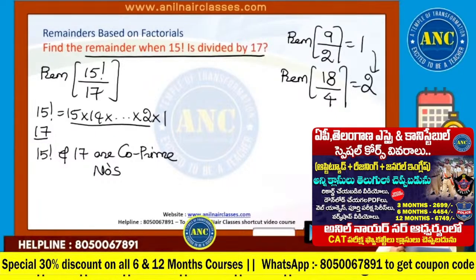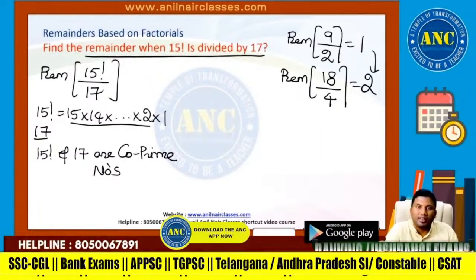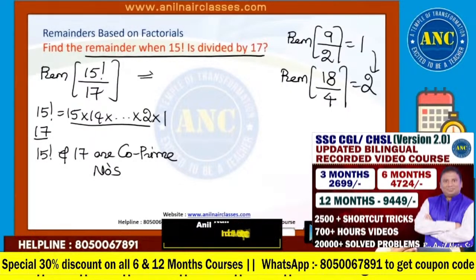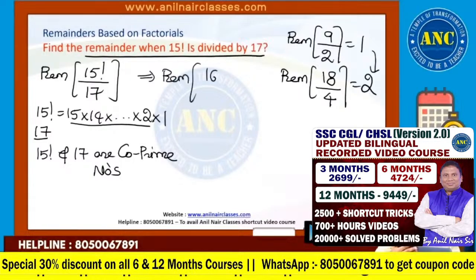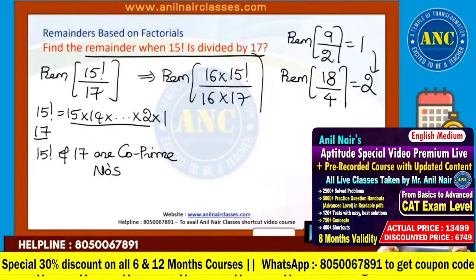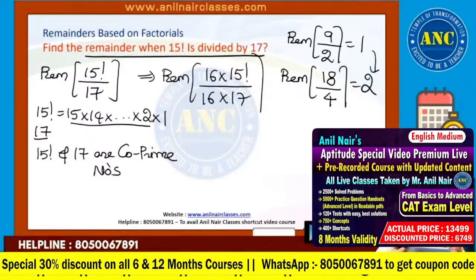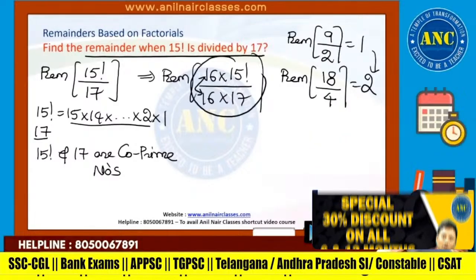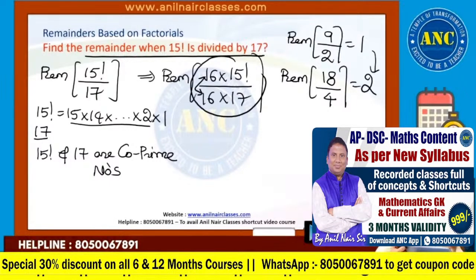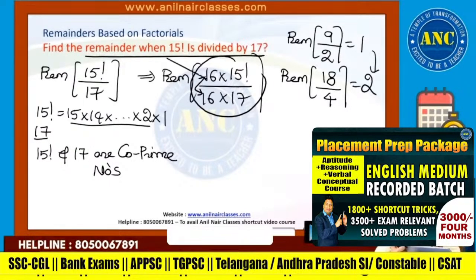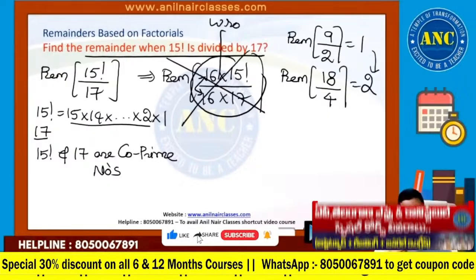Remainder is getting affected when the numerator and denominator are not becoming co-primes. That means if you solve this question like this, remainder when 16 into 15 factorial by 16 into 17, because n factorial is n into n minus 1 factorial, you might get an idea that I can write like this. But if you take these two, 16 is common to each other. That means numbers are not co-prime to each other. This logic is not applicable when the numerator and denominator are not co-prime. Remainder will get affected.